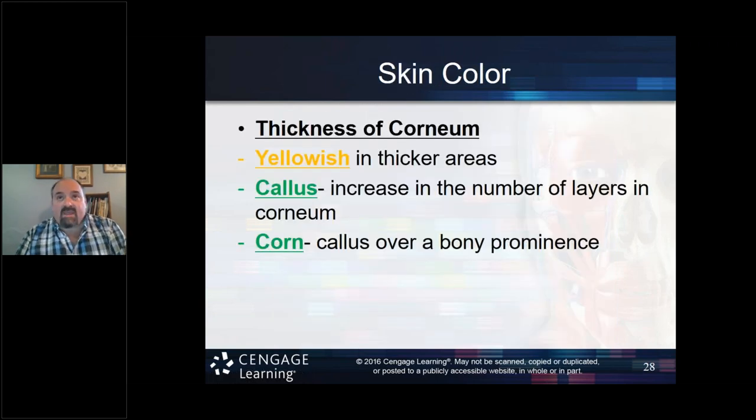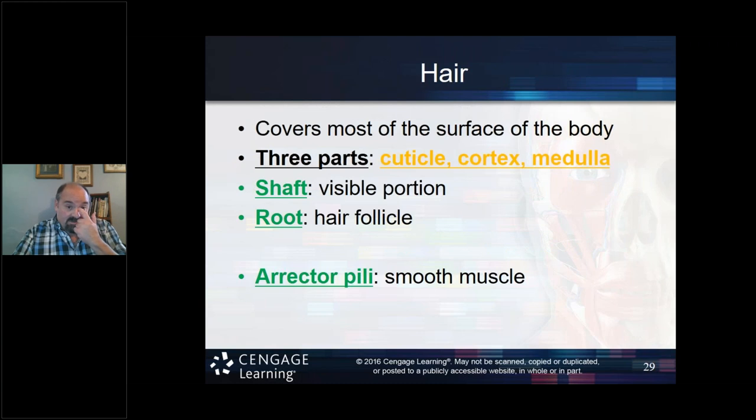The thickness of the corneum, this would be that outer layer of your epidermis. And so yellowish and thicker areas, so calluses, right? A callus as a result of doing some type of repetitive movement and motion can put pressure in different areas of the integument and lead to an increase in the number of layers of that corneum, giving a different appearance to them. Corns are calluses over bony prominences, especially when you're thinking of the feet, the lower extremity.